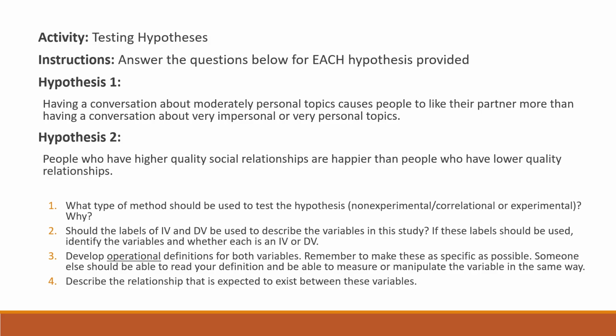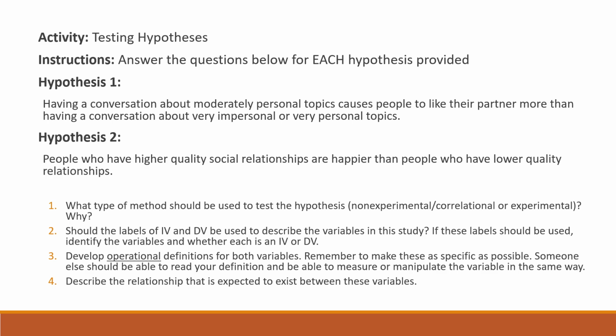2. Should the labels of IV, or independent variable, and DV, dependent variable, be used to describe the variables in the study? If these labels should be used, identify the variables and whether each is an independent or dependent variable. And so as a reminder, independent and dependent variables are only used when your study is experimental. These are not used for non-experimental or correlational studies.